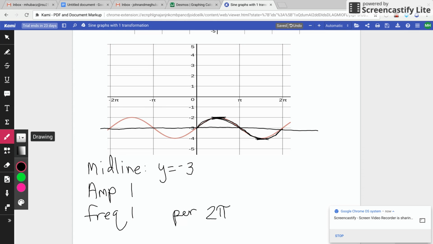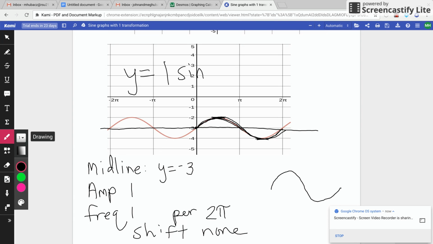The only other thing we need to think about is, is there a phase shift? Because it looks just like the parent function, sine x, meaning it goes up, down, up, we know that there's no phase shift. As long as it has that general look of up, down, up, there's no phase shift. So y equals, the first number is the amplitude, sine, the frequency is 1, x minus 0, there's no phase shift, and then we're going to subtract 3 from this for the midline.